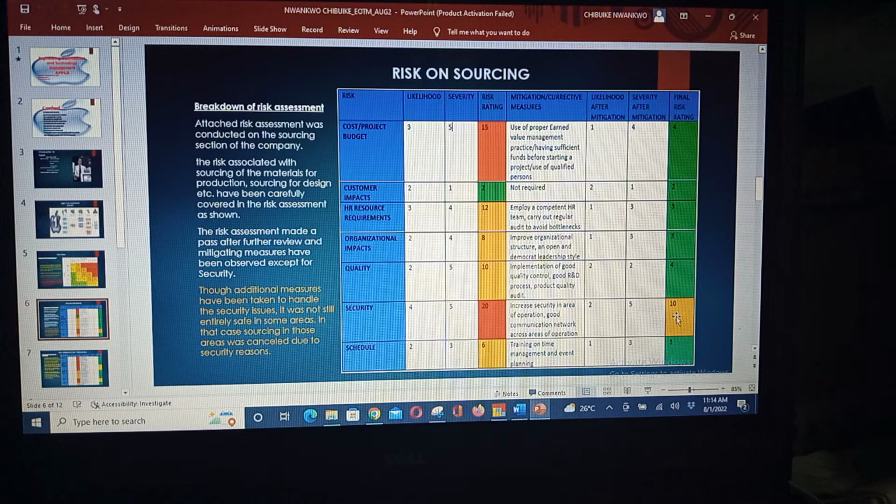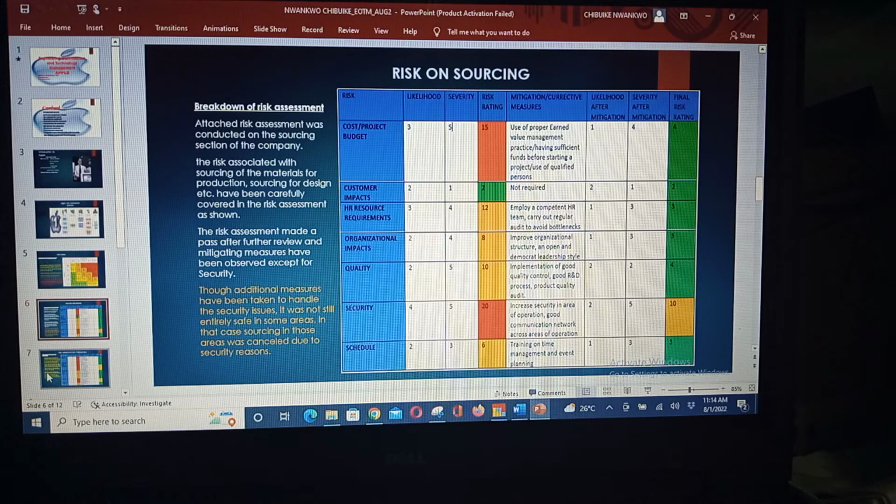You have to be in a safe area or safe zone. Schedule has got to do with time and everything, and that has also been covered by the first one here. If you have all these things in check in the cost and project budget, then schedule wouldn't be a problem. So it was 6. After training on time management and event planning, it is down to 3. That means good to go.